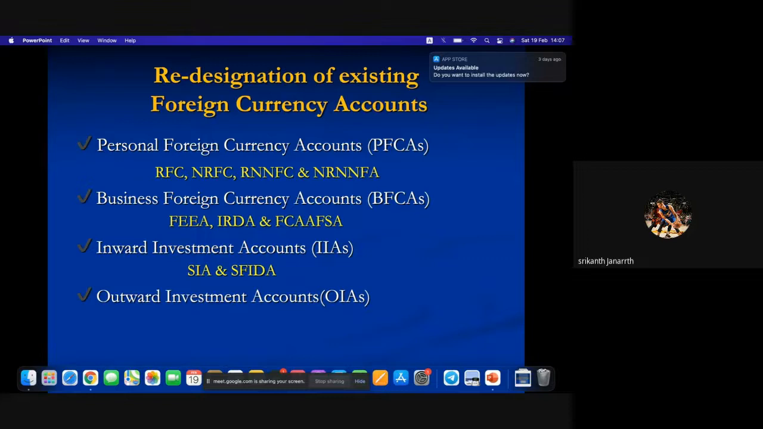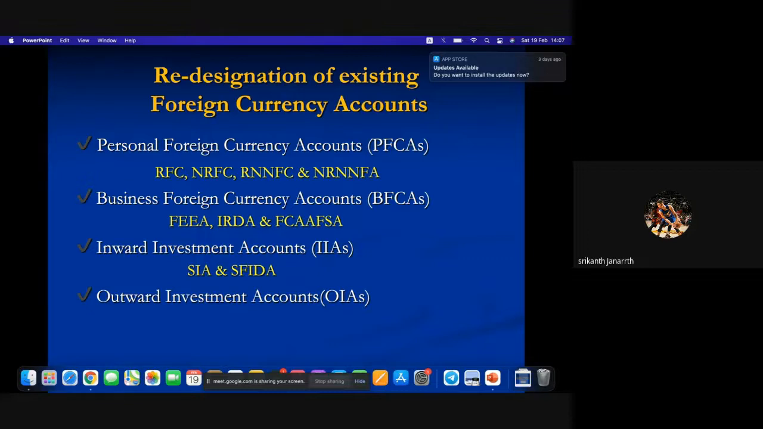Likewise, there is another account called the business foreign currency account. This is for the people who earn foreign exchange by supplying goods or services, the people who earn by selling goods or services to foreigners, to non-nationals. Those people are permitted to open a business foreign currency account.